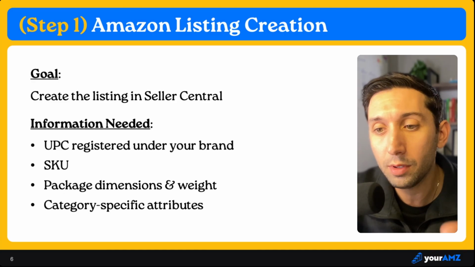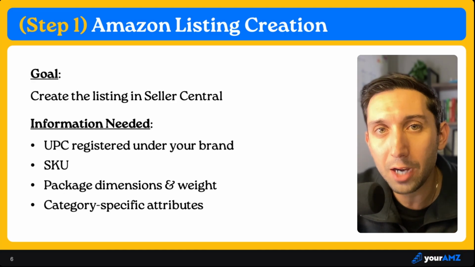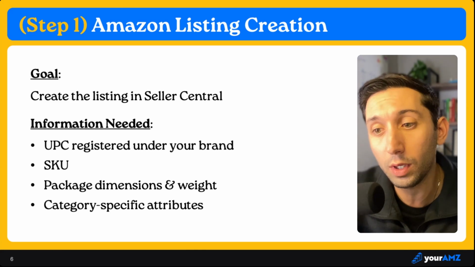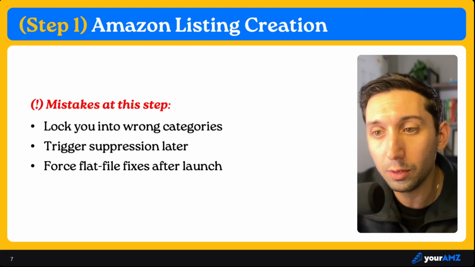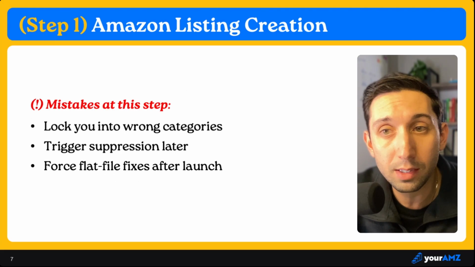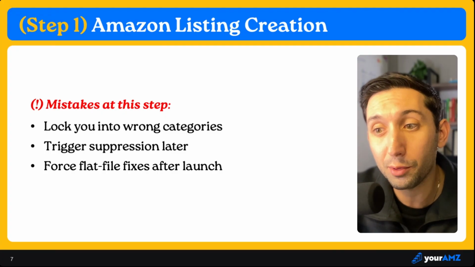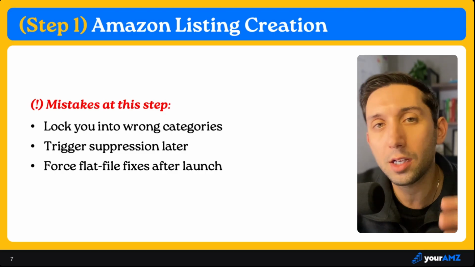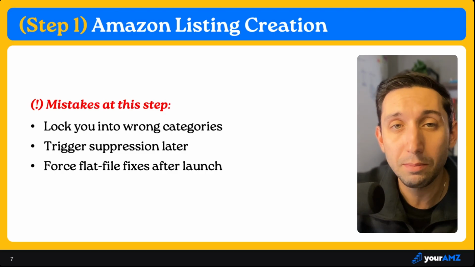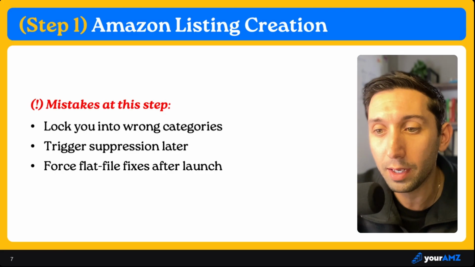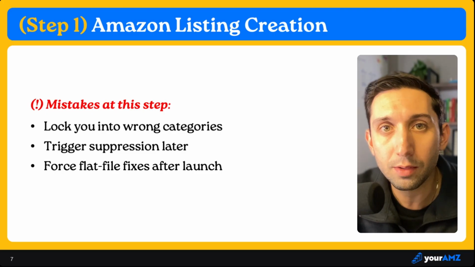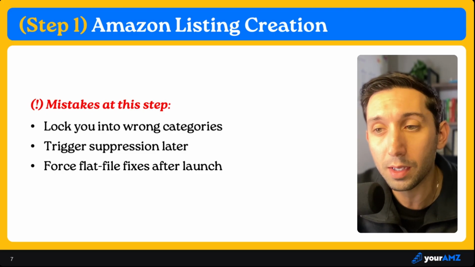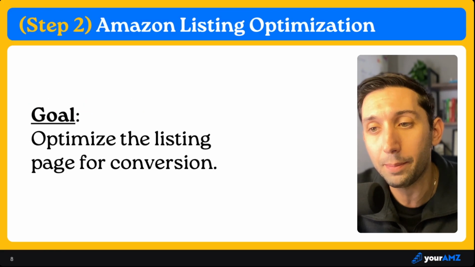You're going to need your SKU. You're going to need the package dimensions and weight, and lots of other category-specific attributes that vary depending on what category you are launching the product in. Mistakes at this step include you could be locked into wrong categories later down the line. You could trigger suppression later if Amazon detects copywriting language on your listing that maybe conflicts with the chosen category, and it could force flat file fixes after launch. Variations, category, and lots of other problems can happen if you don't nail this step right.